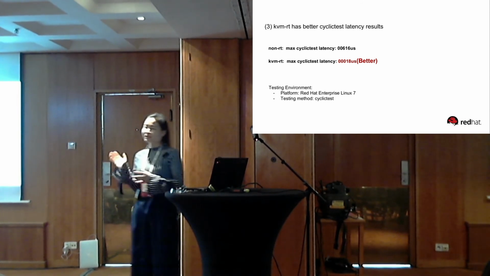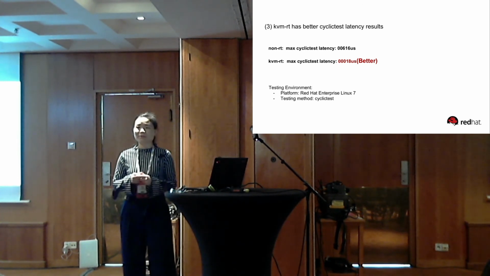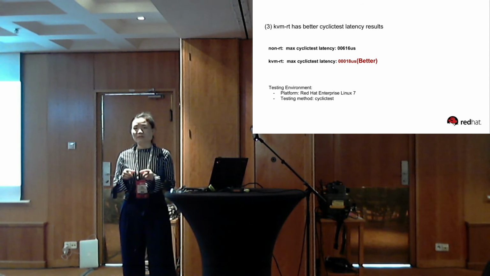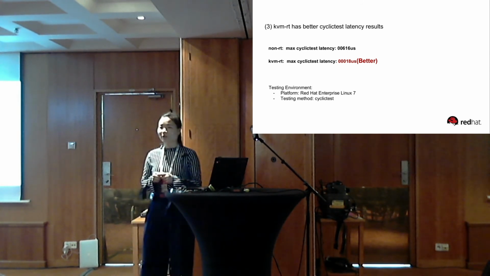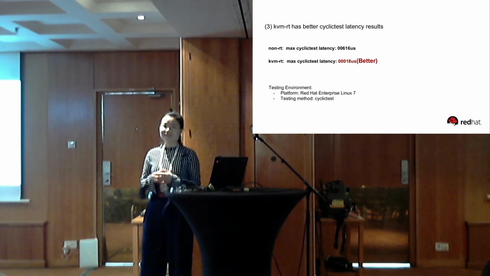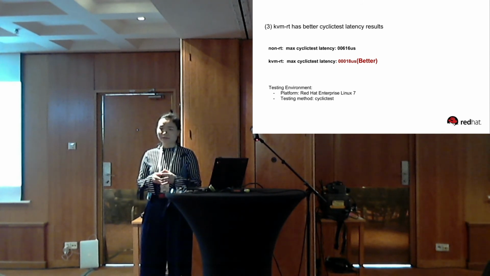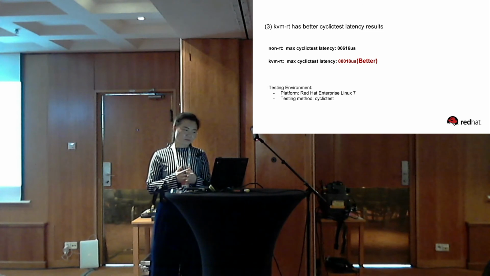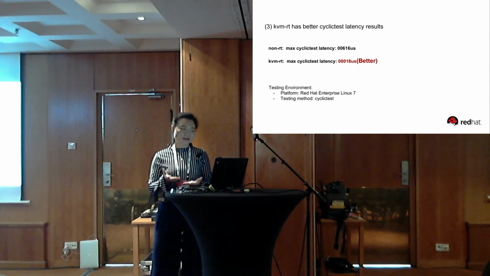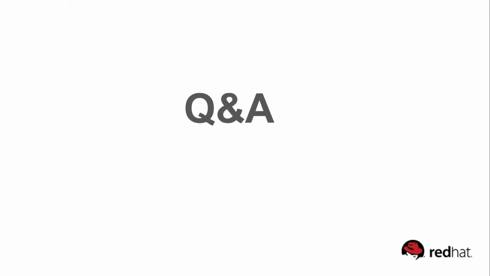This testing is not a test with DPDK and Open vSwitch. It's just KVMRT, and I also compared it with CPU partitioning. The latency value is lower. The threshold in our testing is set to 20 microseconds. So this is KVMRT, and these are the results with the configurations. So that's all. Any questions?